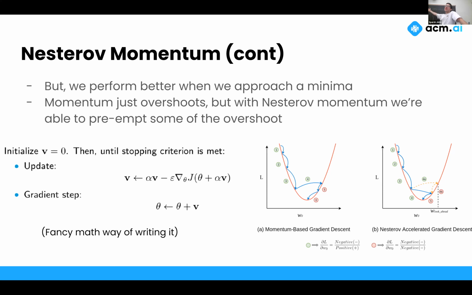Basically what we're doing with Nesterov momentum is preempting some of this overshoot of the minima in the loss landscape, where instead of shooting all the way past, it's going to be like, oh, this wants us to shoot a little farther past, we're going to step back.